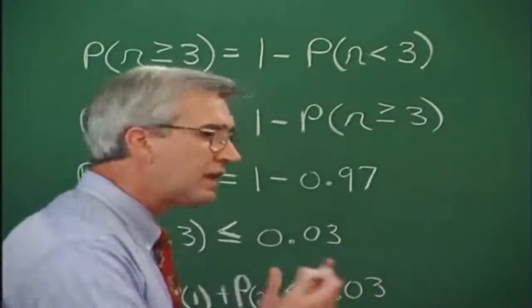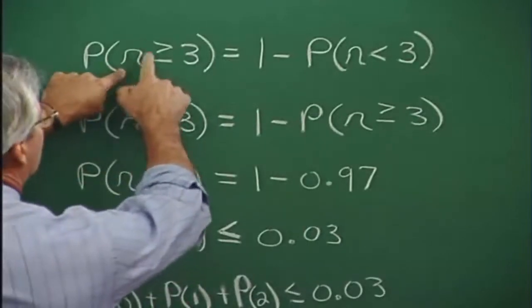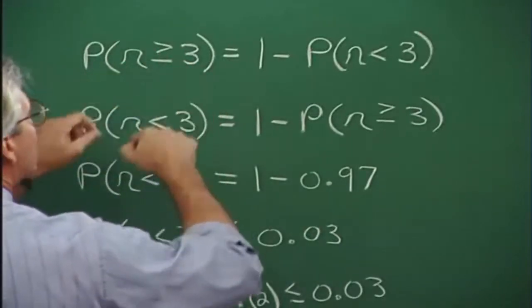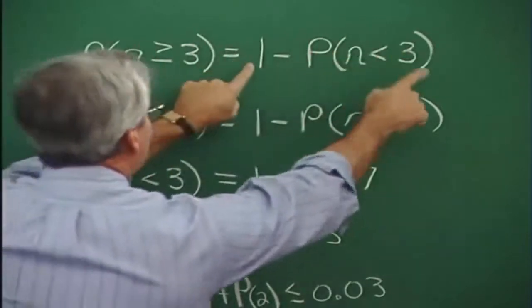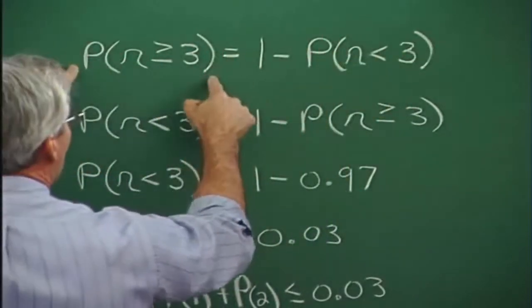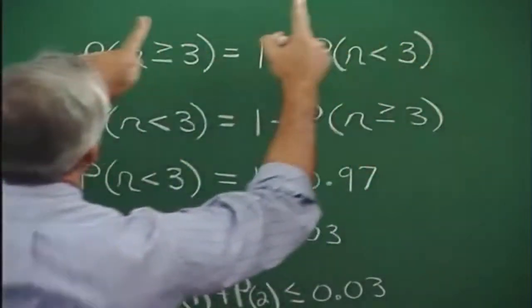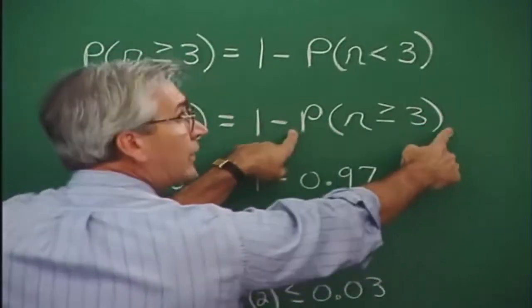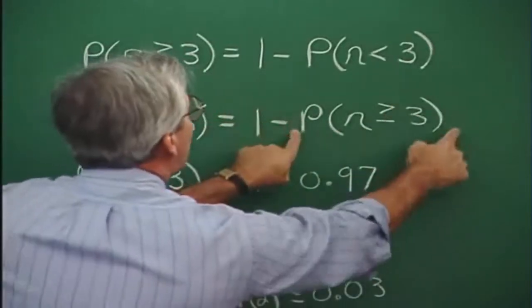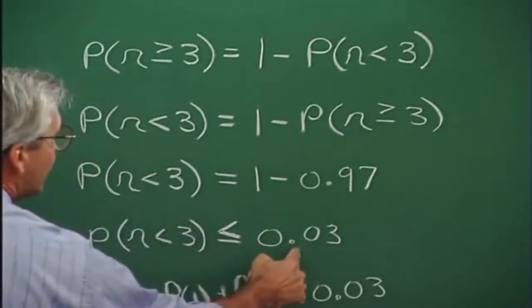That is, we're thinking of it mathematically like this. We know the probability that r is greater than or equal to 3 plus the probability that r is less than 3 is equal to 1. Or we can write it like this: the probability of r being greater than or equal to 3 is 1 minus the probability that r is less than 3. Or the probability that r is less than 3 is 1 minus the probability that r is greater than or equal to 3. And we want this probability to be 0.97, so 1 minus 0.97, 0.03.